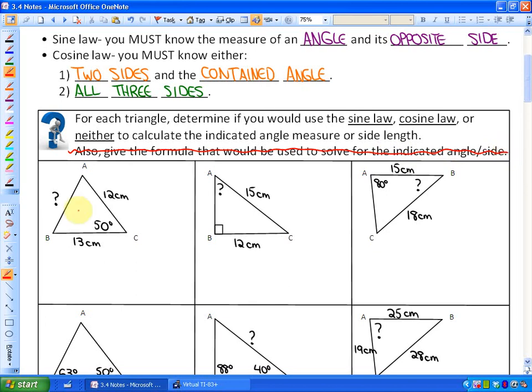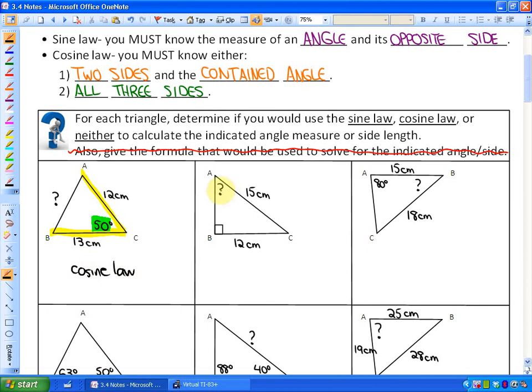So if we look at example number 1, if we were trying to solve for the question mark side, what you may notice is we've got these two sides and what I'm going to call the contained angle. If we have two sides and a contained angle, that is the cosine law. So in order to solve this problem, we would be using the cosine law.